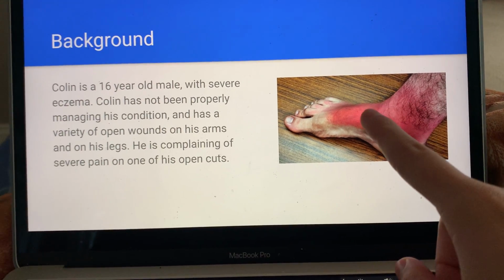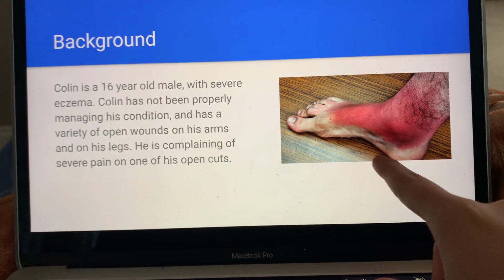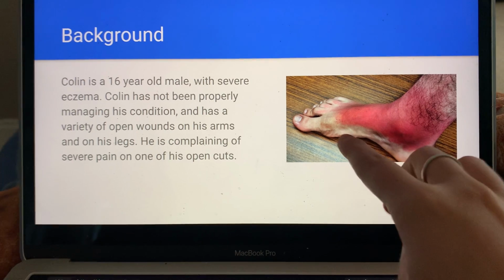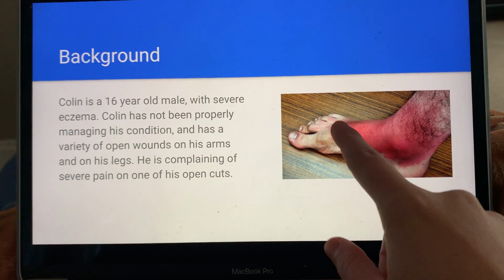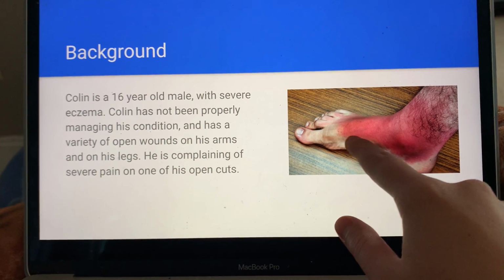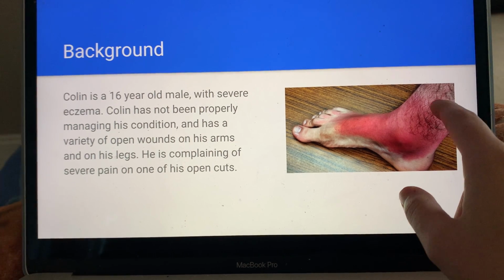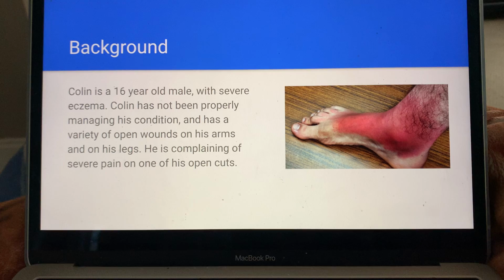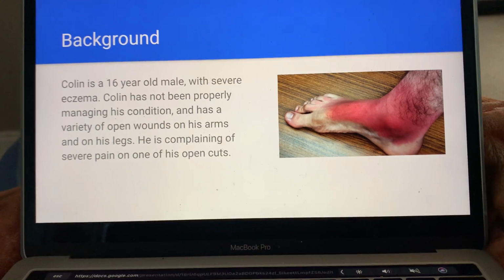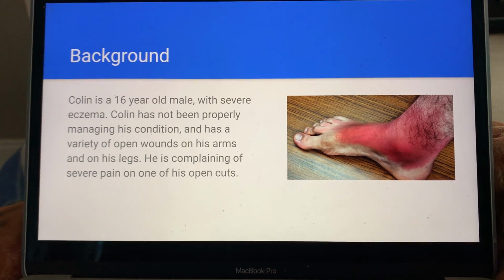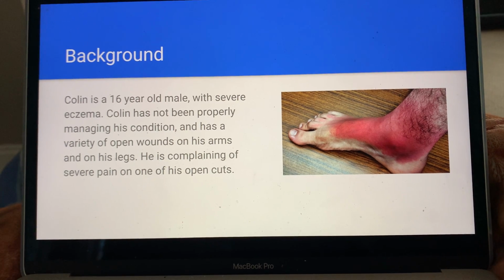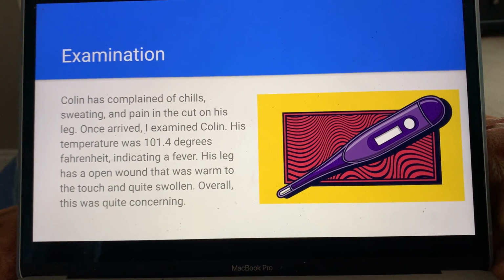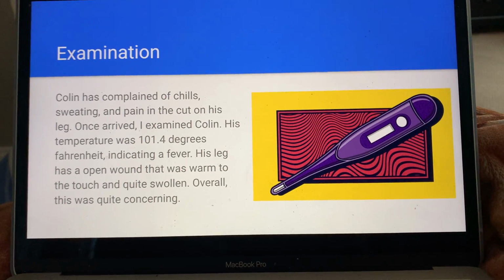So here you can see that there's severe redness and it's going up his leg, and the cut is actually on the other side. When I saw Colin at first, I traced it, not in this picture, with a pen where it went all the way up and all the way on the other side, because by the end of the consultation, I wanted to see if it had spread past the lines, because that would mean definitely some hospitalization.